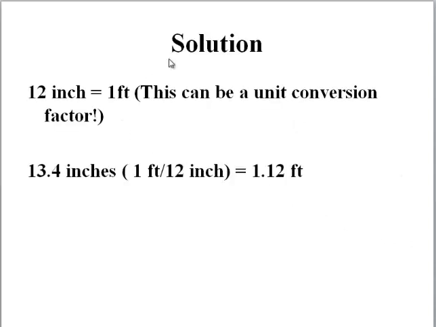Here we have the solution. 12 inches is 1 foot. Now, this is true by definition. And this equality, 12 inches, 1 foot, can be a unit conversion factor. In other words, you can convert from feet to inches and inches to feet. So we write down what we know, what has to get converted, 13.4 inches. And then multiply it by a unit conversion factor, which cancels inches. Inches in the numerator here, cancel in the denominator here, and leave units of feet. The answer is 1.12 feet.